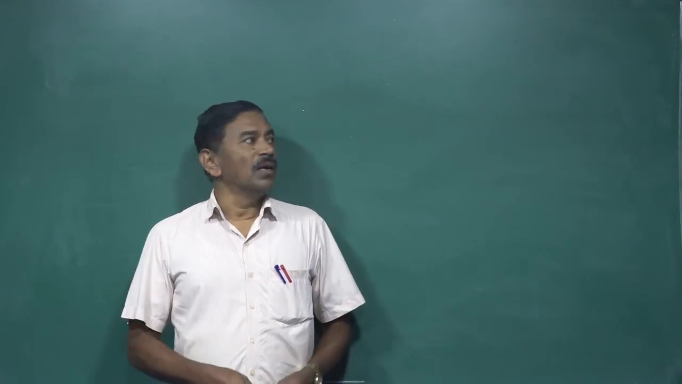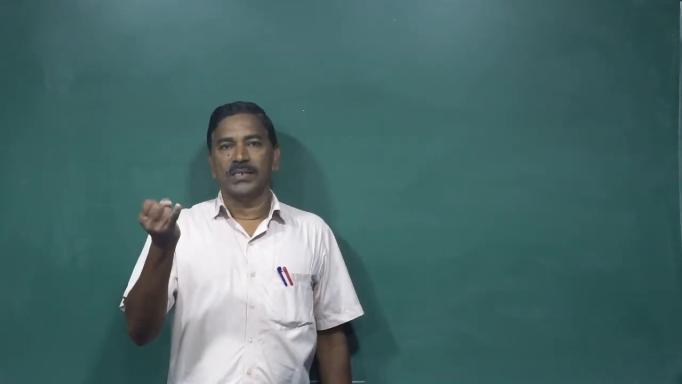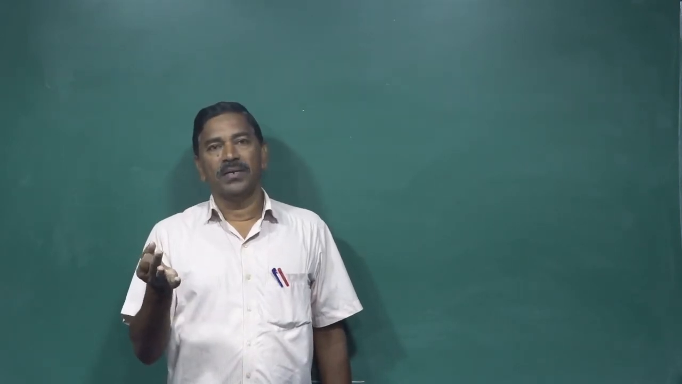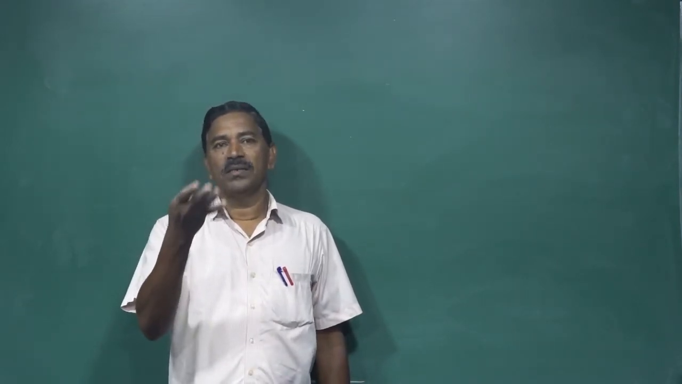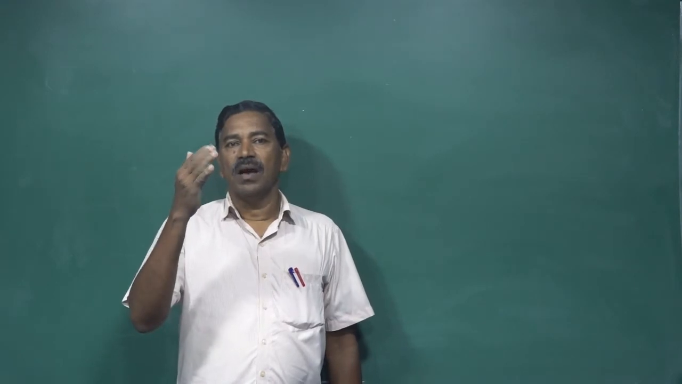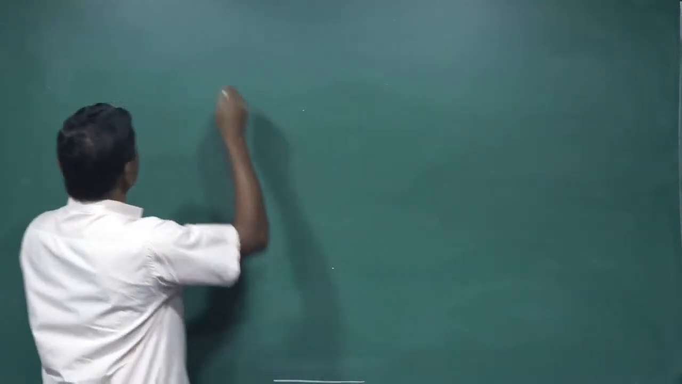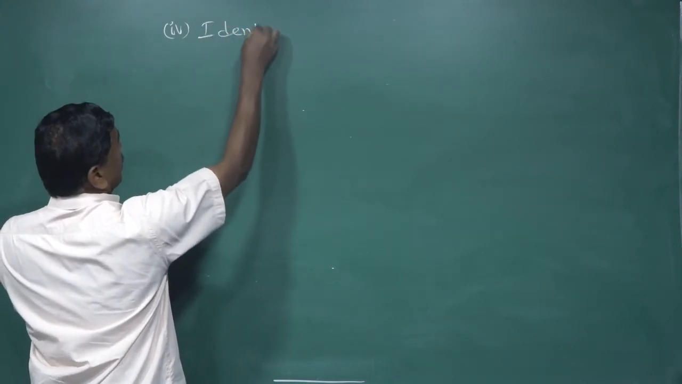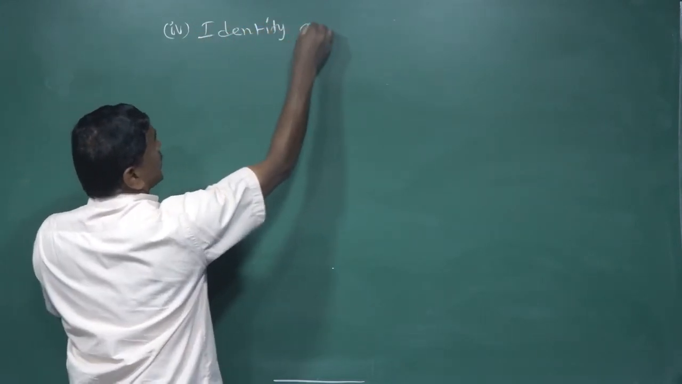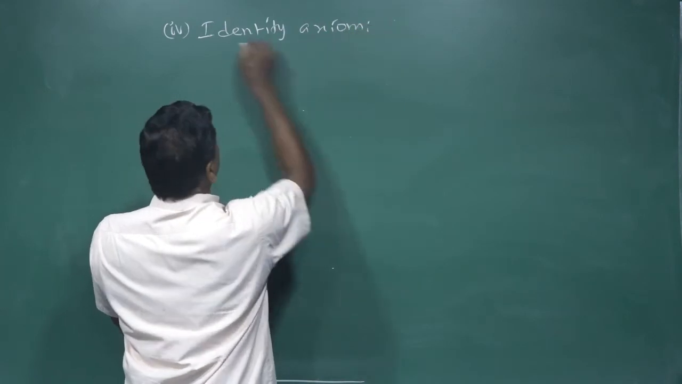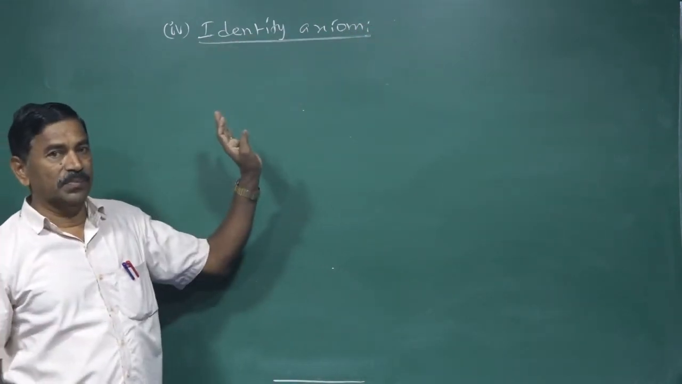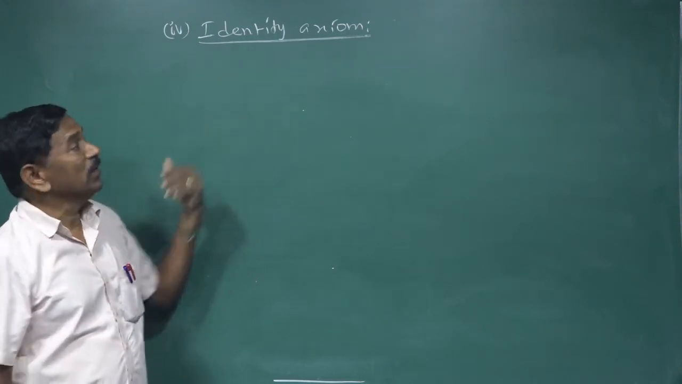Children, listen. Now we have completed the closure axiom, commutative axiom, and associative axiom. What is the fourth one? Yes, that is the identity axiom. Subdivision 4, identity axiom. Here we want to find the identity element.